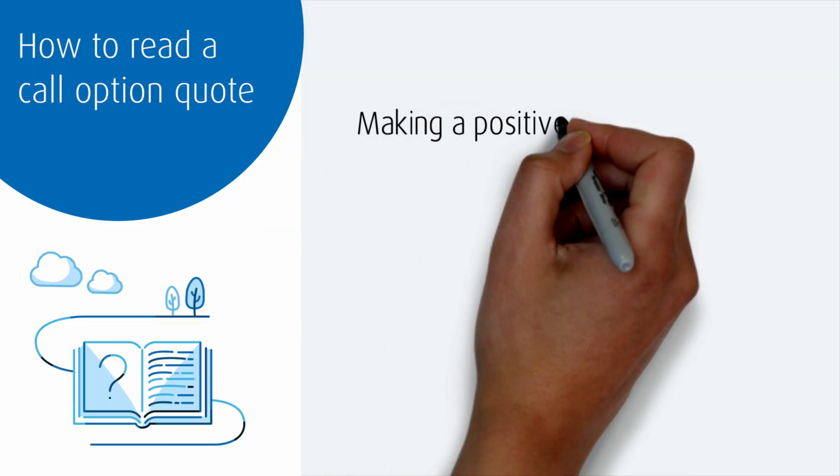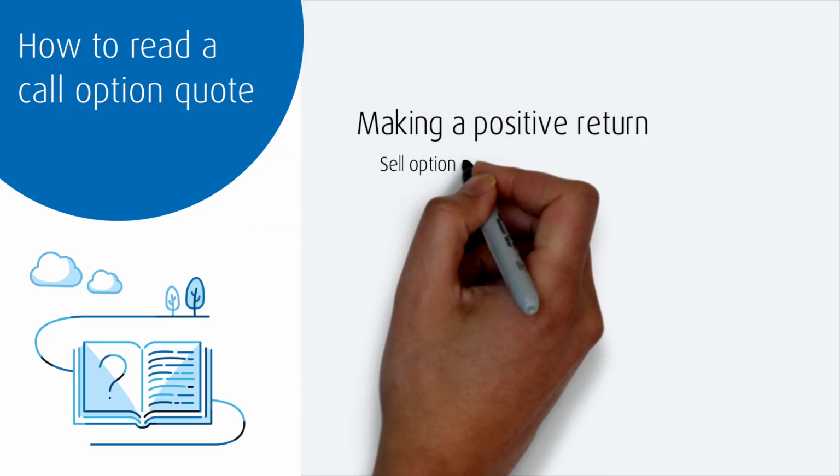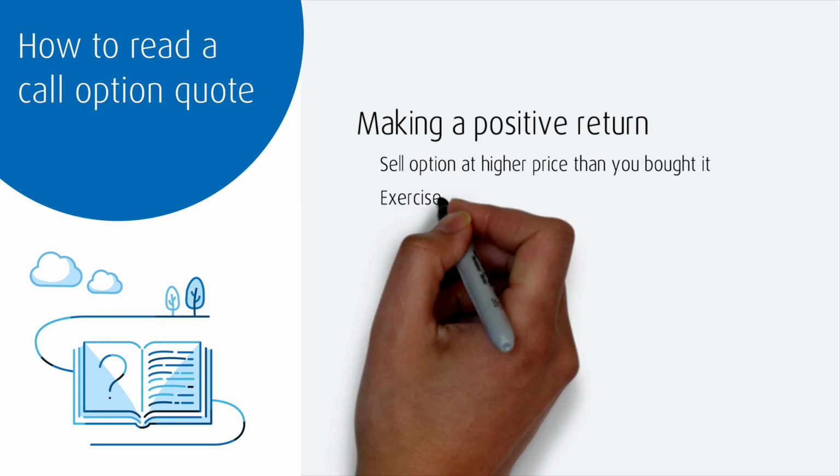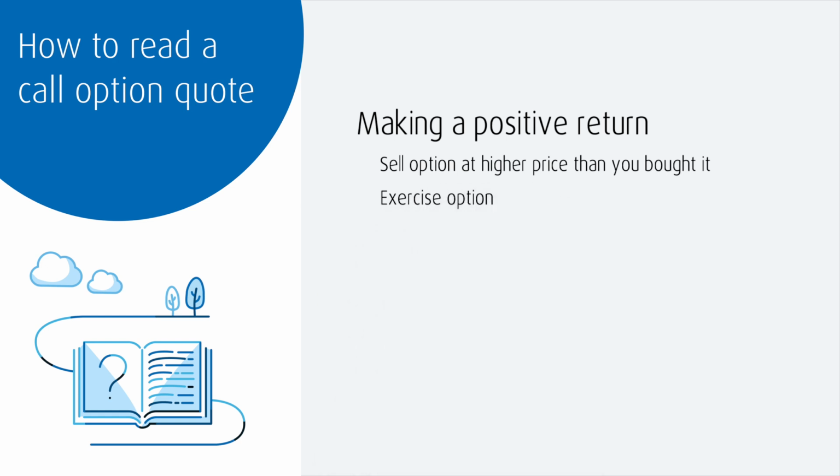But you can make a positive return if you either sell the option contract before expiry at a price higher than you paid for it, or if you exercise the option to buy the underlying shares at the strike price if the option is in the money, and the difference between the share price and the strike price is greater than the cost to originally buy the option contract and commissions.